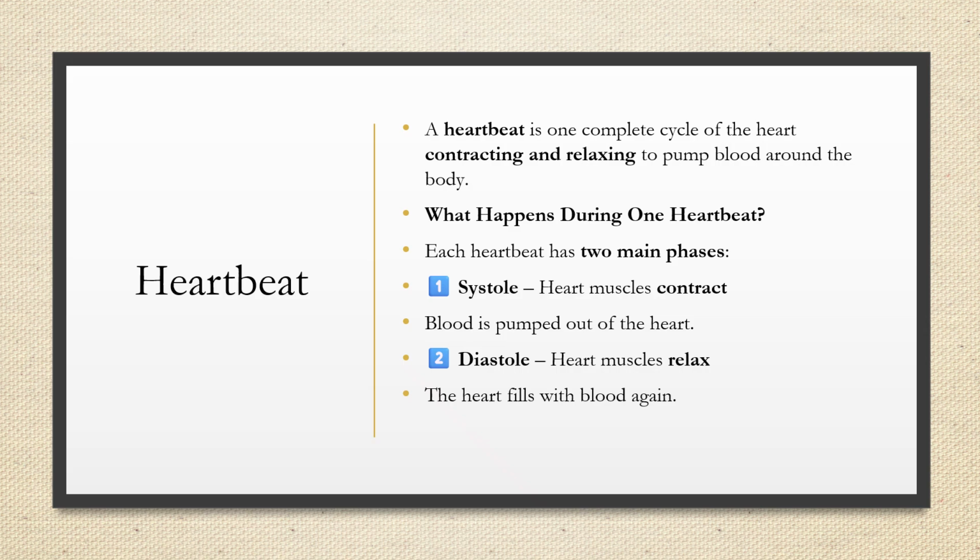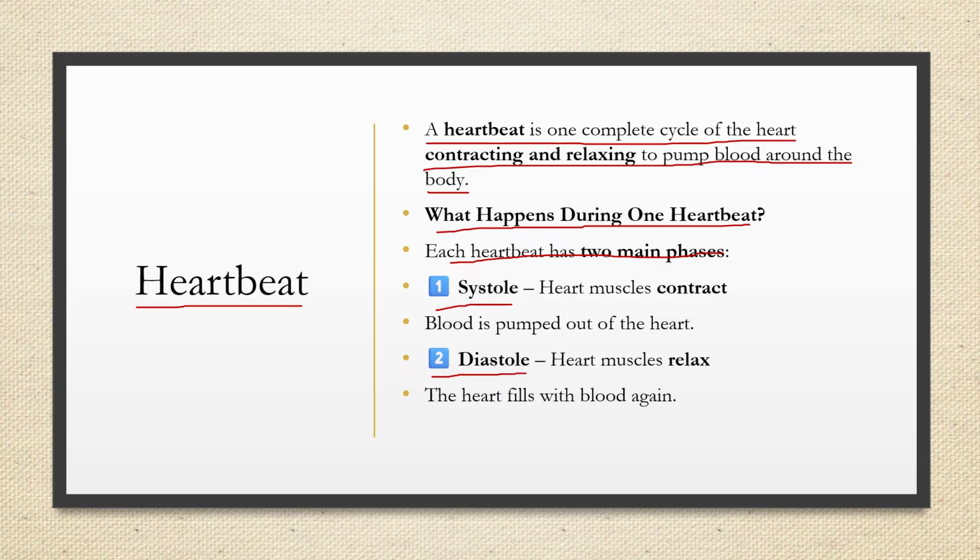Okay, students, so first of all, what do you mean by heartbeat? A heartbeat is one complete cycle of the heart contracting and relaxing to pump blood around the body. What happens during one heartbeat? Each heartbeat has two main phases. The first phase is called systole and the second phase is called diastole. In systole, heart muscles contract, and blood is pumped out of the heart. The second phase is diastole. It is also called heart muscle relax. The heart fills with blood again.